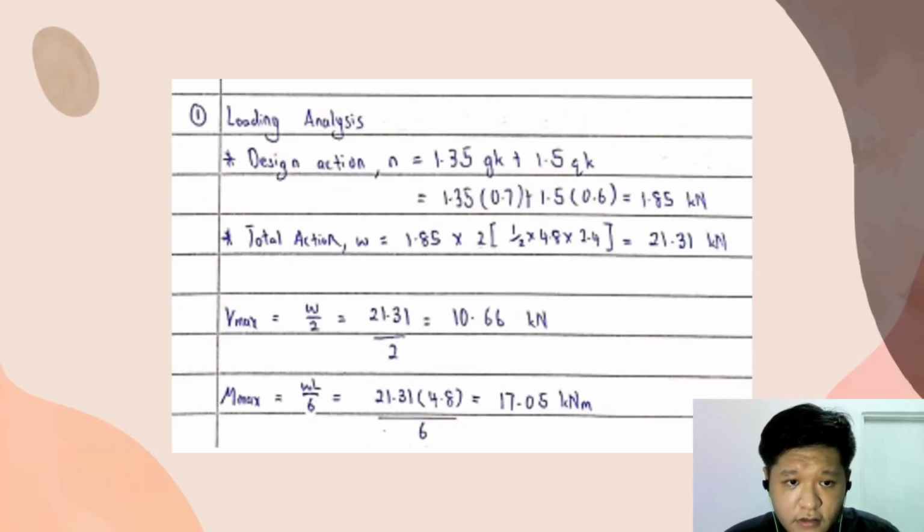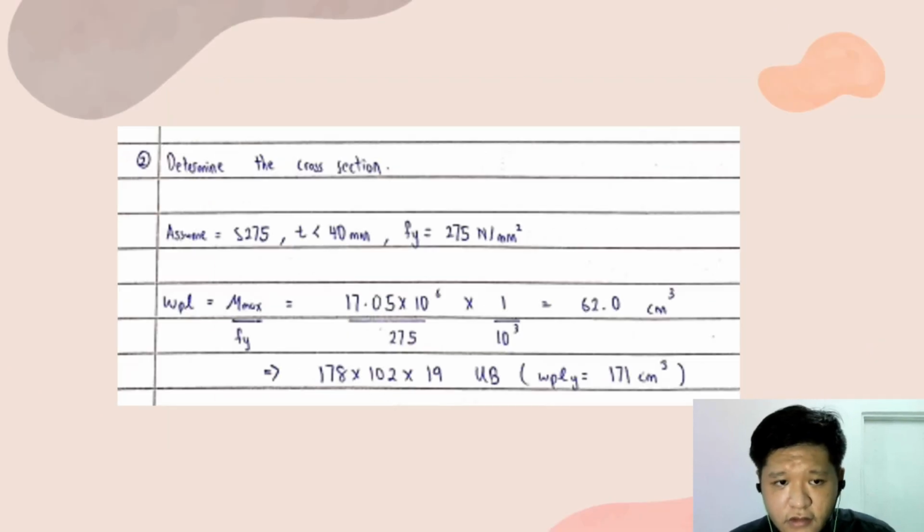Loading analysis. In this one, we get the total action, the design action, Vmax and Mx. Next is determination of cross section. In this part, we assume 275, which is thickness less than 40 mm, and so you will get the WPL, and by getting that, we are able to determine the cross section that we have chosen, which is the 178 times 102 times 19 universal beam.